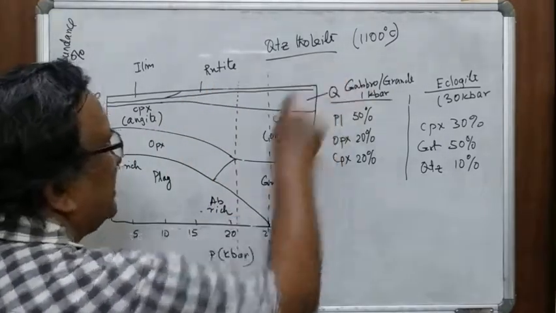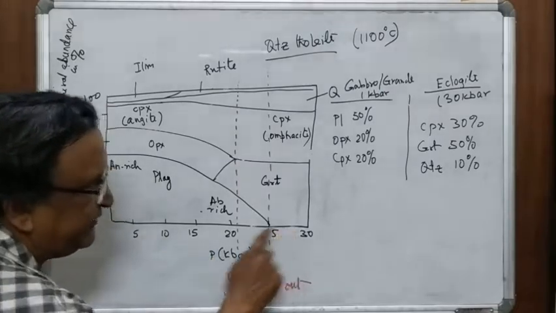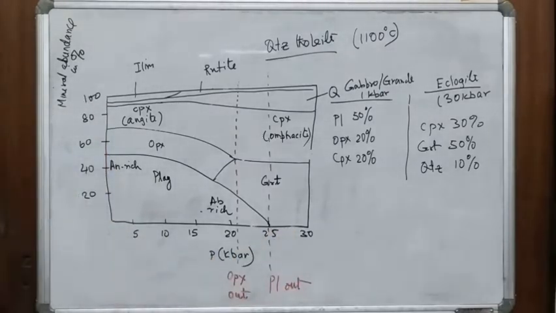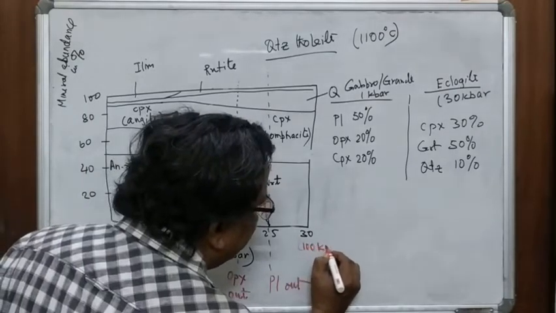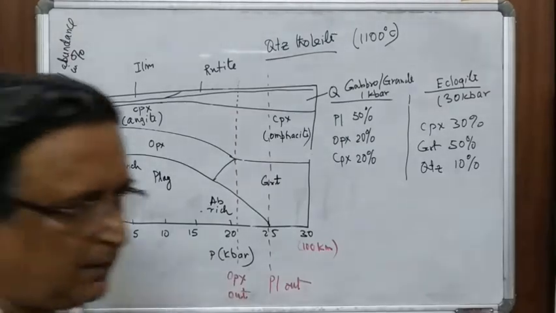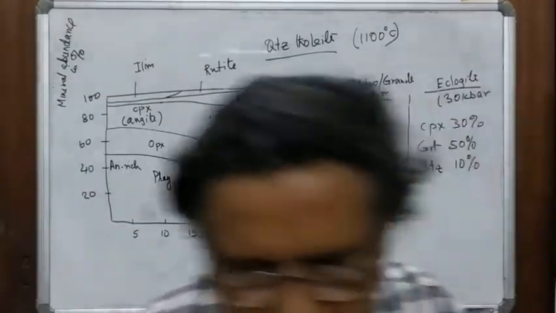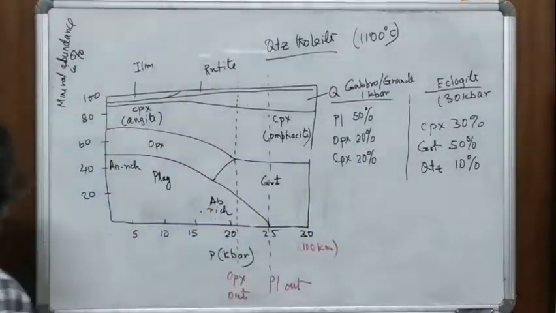This temperature was 1100 degrees centigrade. The pressure: 5, 10, 15, 20, 25, 30. Just to give you an idea, this is 100 kilometers approximately. And you know the depth of the Mohorovičić discontinuity varies, say, around 35 kilobars.